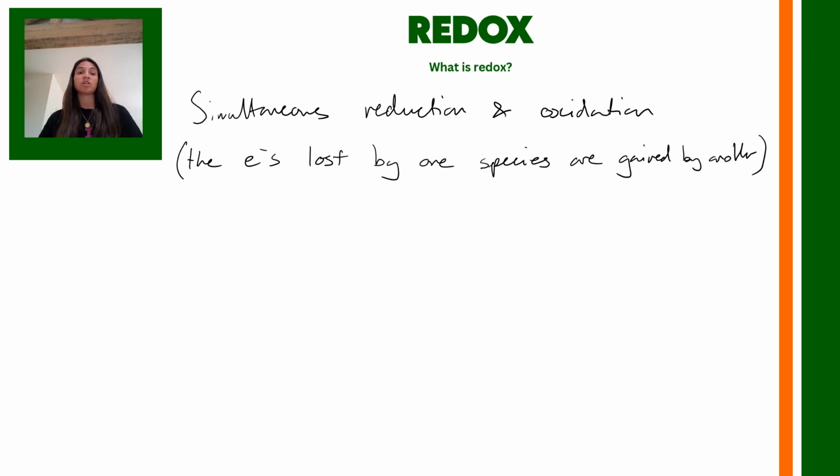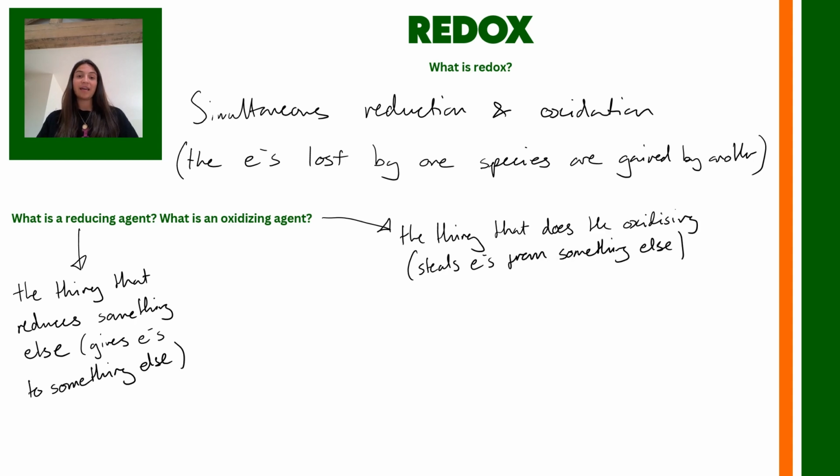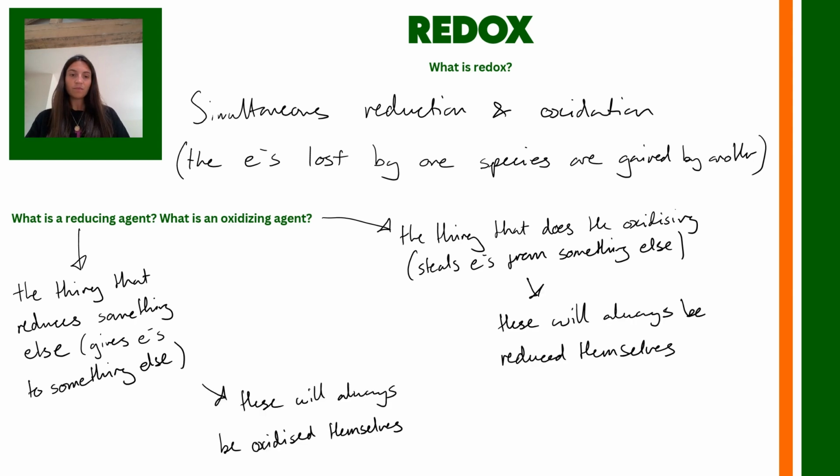So a redox reaction is when one of the species in your reaction loses electrons and the other one gains those electrons. So these electrons are being transferred. What is a reducing agent and what is an oxidizing agent? So the thing that reduces something, i.e. gives the electrons to something else, is your reducing agent, okay? And your oxidizing agent is the thing that does the oxidizing, i.e. steals electrons from something else.